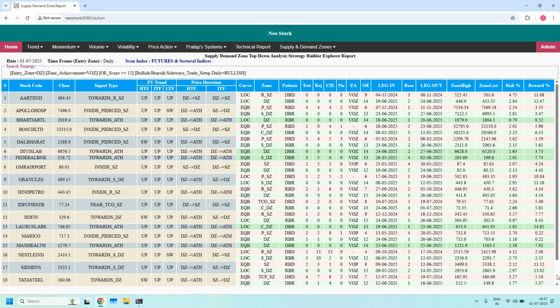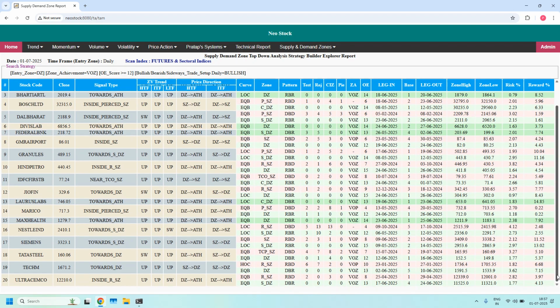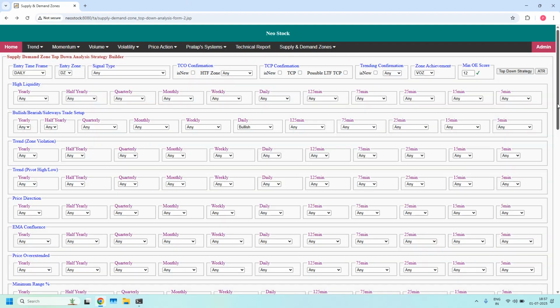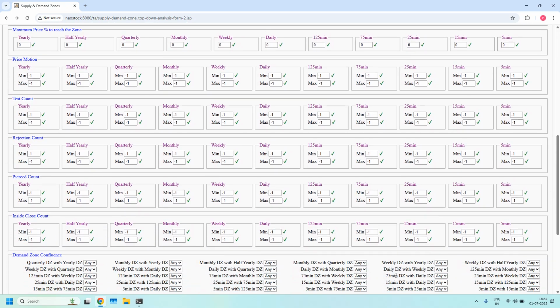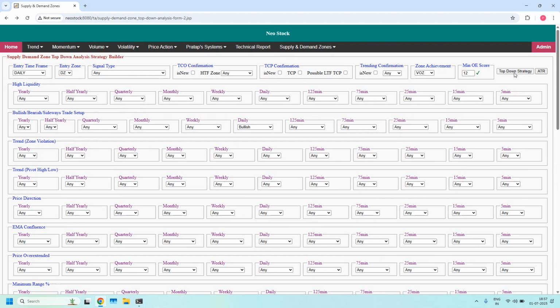I am scrolling the list down. So total 20 stocks are filtered. Out of these 20, we can further filter based on different zone confluence strategies for finding more high probability trade setup supported zones. So first strategy I am adding is daily and weekly demand zone confluence. After that we will apply EMA confluence. First let us filter this.